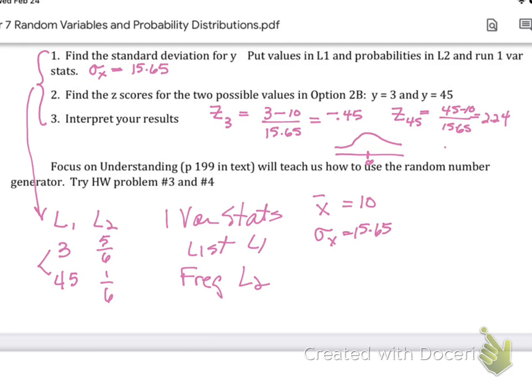Okay, so I believe, interpret the results. The score with the z-score that has the greatest absolute value is the furthest from the mean. That's what you would say in terms of interpreting your results. Okay, so there are two very good problems. One is problem 3 and one is problem 4, and you can find them on page 199 in your textbook, and we will do that on the next page.